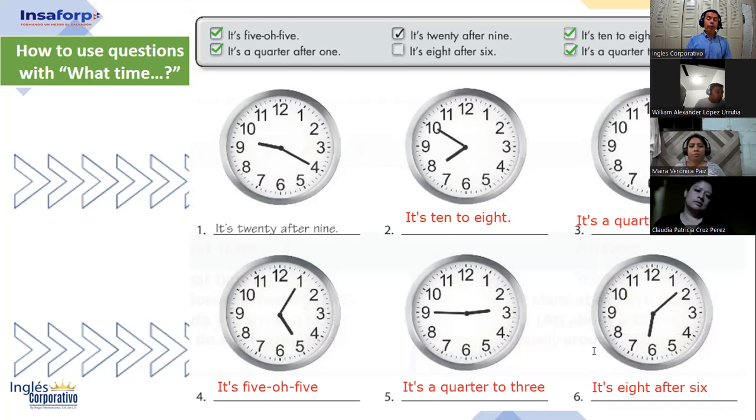It's 5:05. It's 5:05. It's a quarter to three. It's a quarter to three. It's 8:06. It's after 6. Okay, so these are some examples how to say the time in English, right?